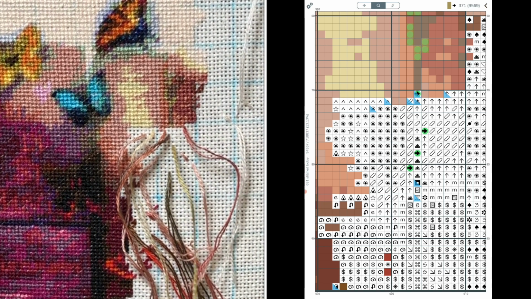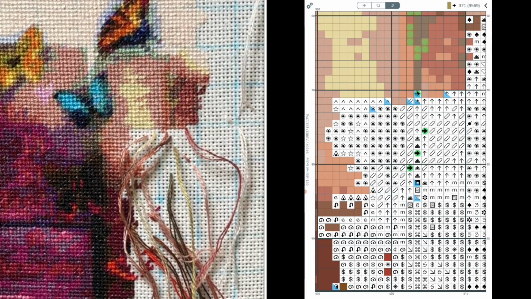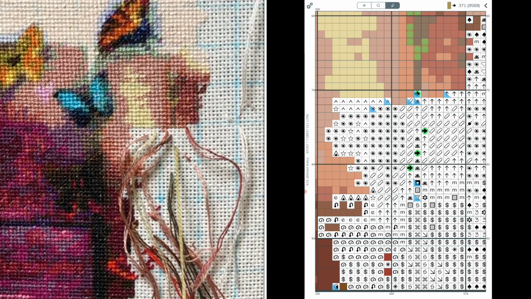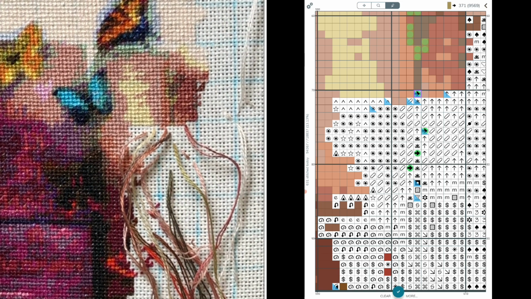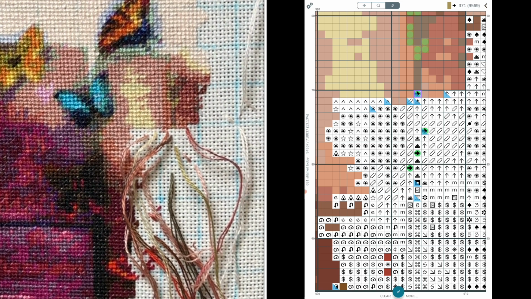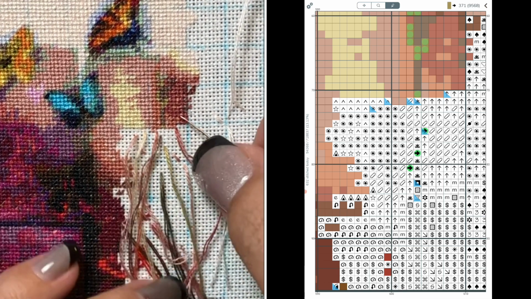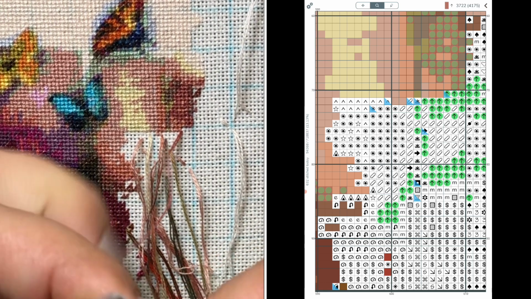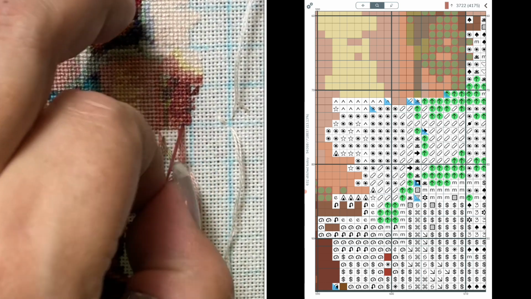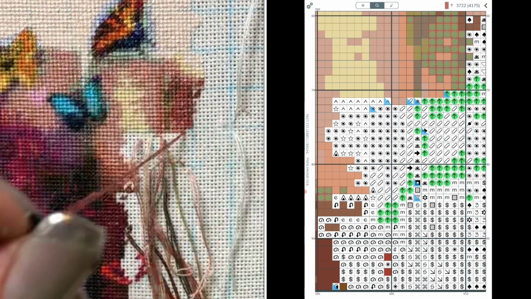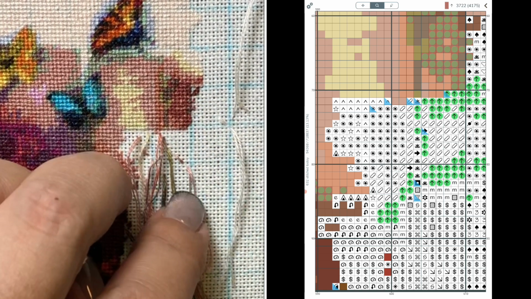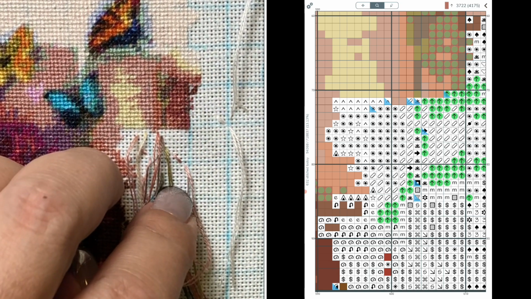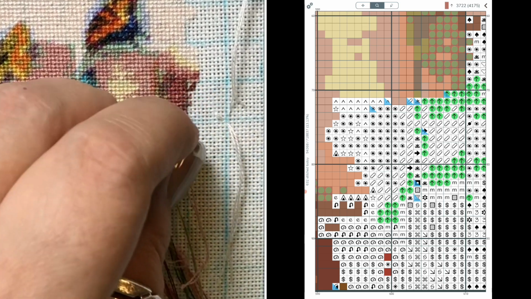So I will try to compare, because now the DMC black thread doesn't give me enough coverage with two strands, so I'm using three strands. I would like to see if it makes a difference with the Cosmo thread, and if it does, I'm definitely going to show you that.